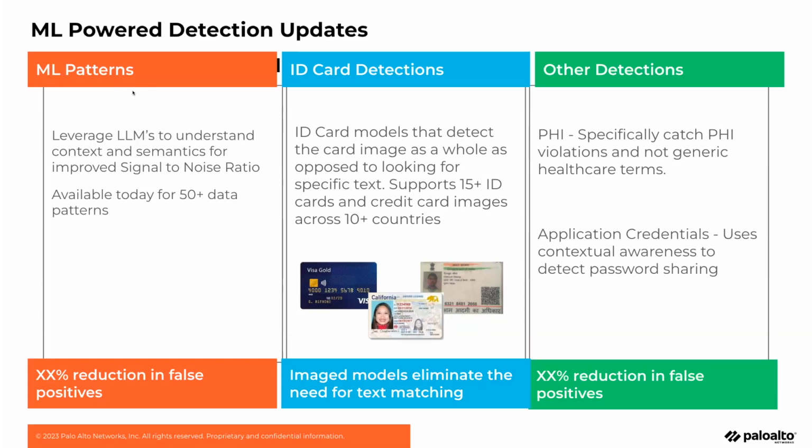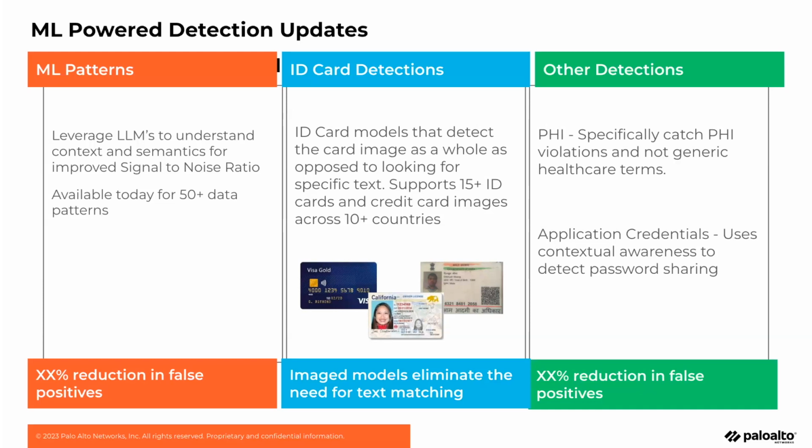Moving on is the second set of capabilities now, which is related to ML powered detections. So all the things that you see on the screen are available in the product today. All our DLP customers are taking advantage of it by default. So the first one is ML-based patterns themselves. So typically the patterns tend to be either regular expression based or you have a standard format, like SSN will have 9 digits with some dashes in between.